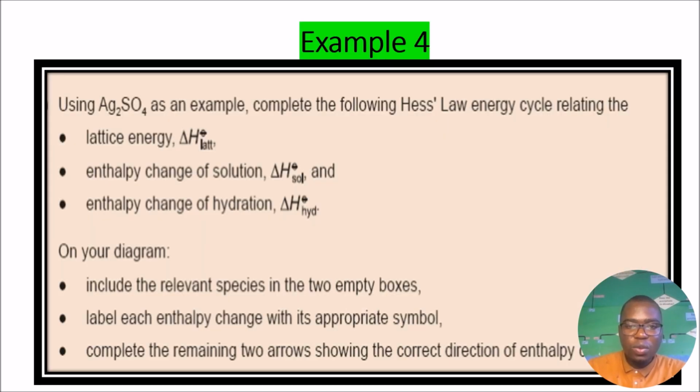Let's look at example number 5, which is a little bit different from what we've been dealing with. So this one says, using silver sulfate as an example, complete the following Hess's law energy cycle relating the lattice energy, the enthalpy change of solution, and the enthalpy change of hydration. On your diagram, include the relevant species in the two empty boxes. Label each enthalpy change with its corresponding symbol. Complete the remaining two arrows. That's very important.